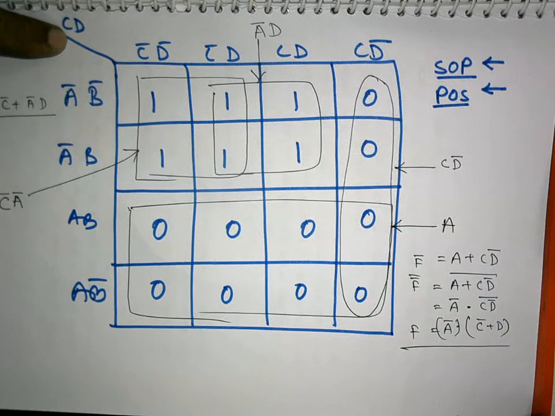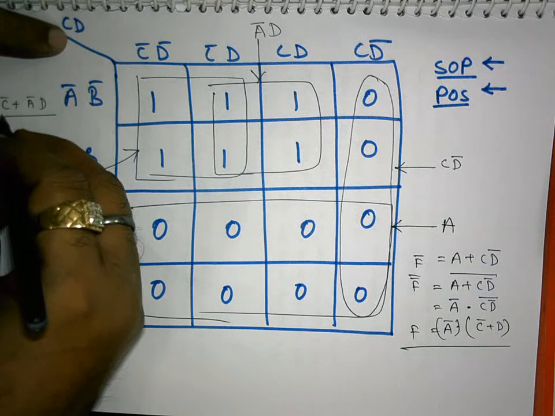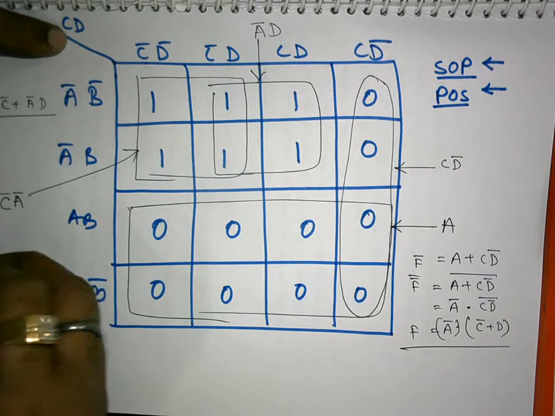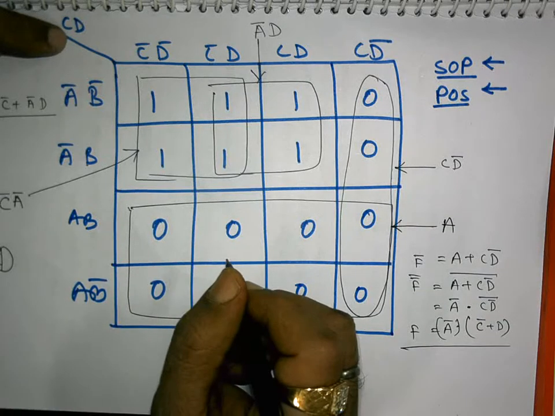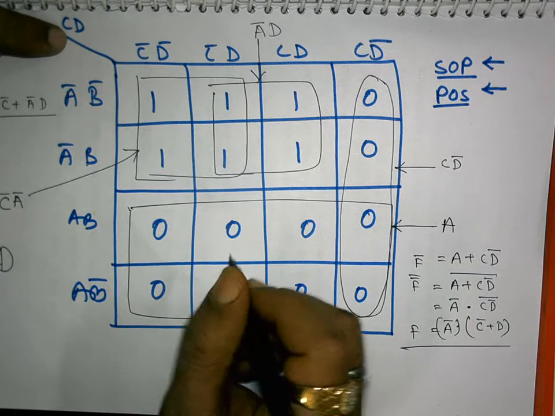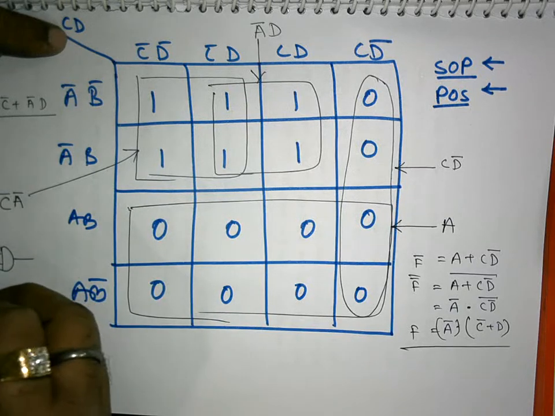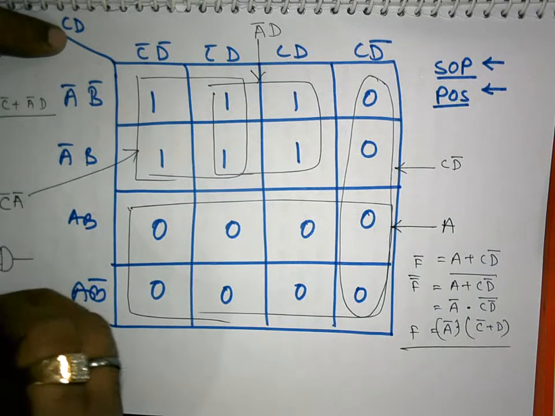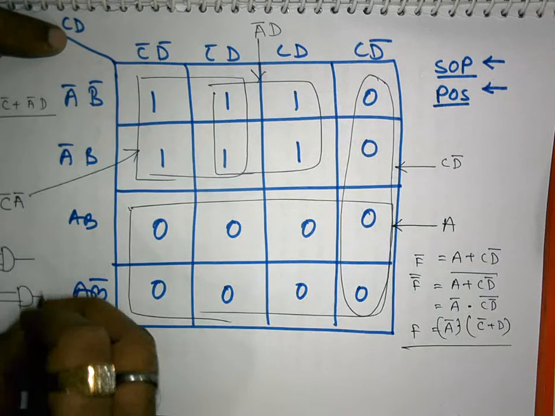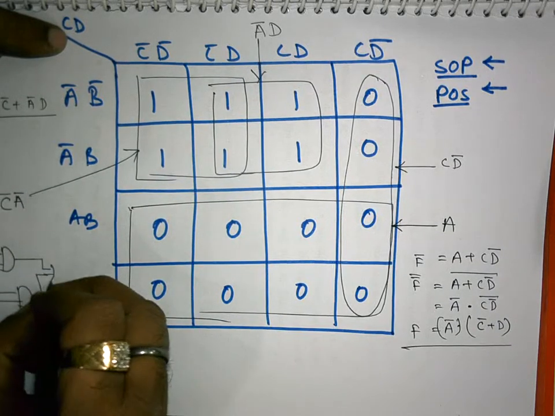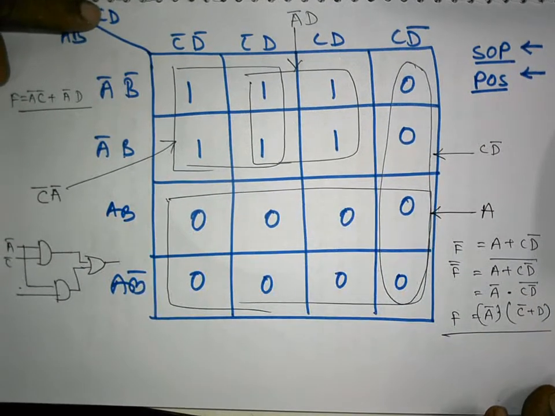Product of sum method. If you simply see the implementation of this, I am using straightforward realization using AND gate and OR gate. They can be replaced by NAND gates, no problem. So this will be A bar C bar, and then A bar D, and they are then applied to the input of the OR gate. This is not appearing on the screen. No?